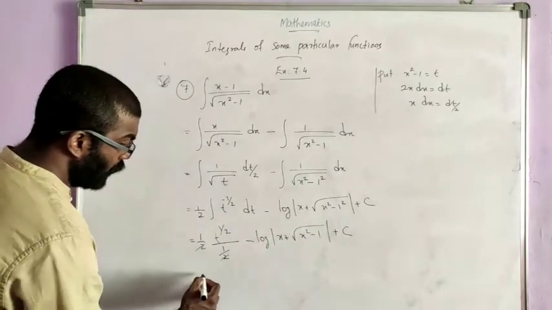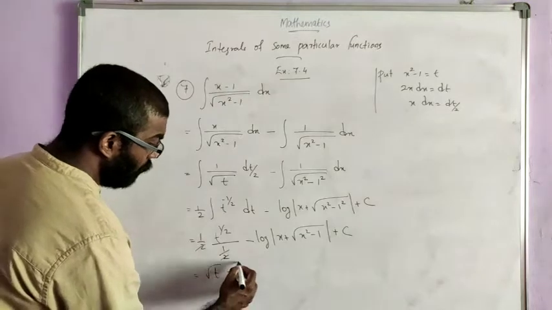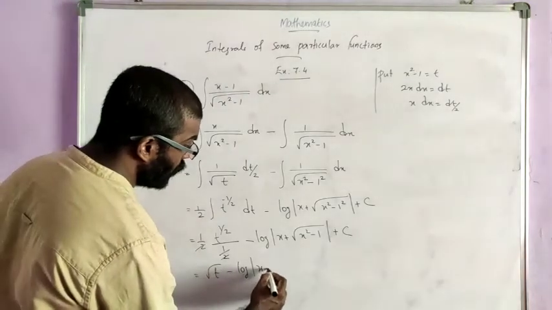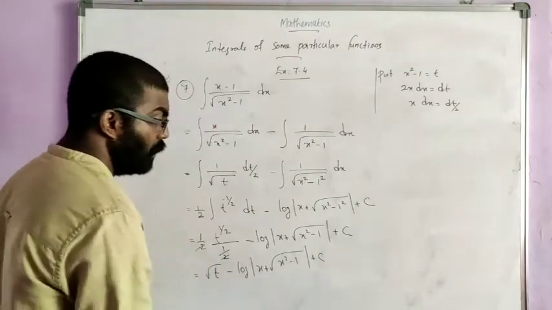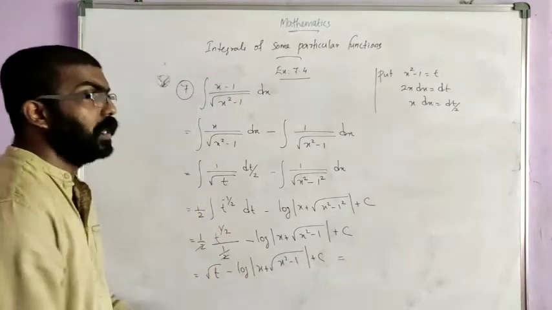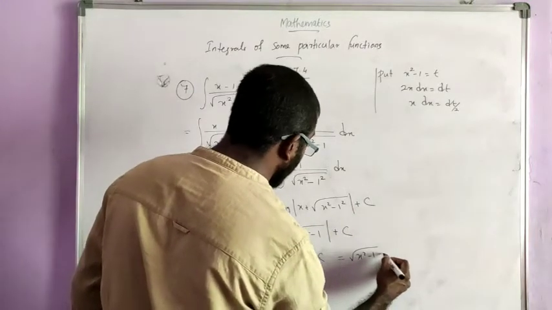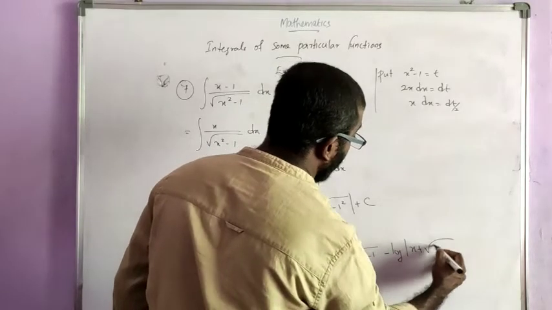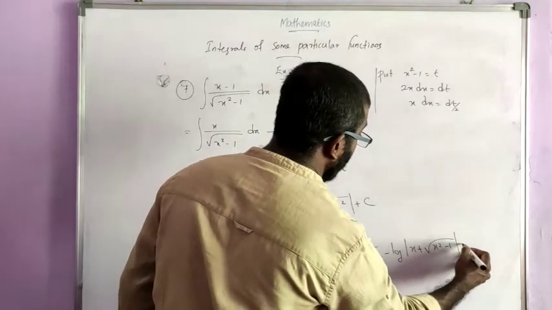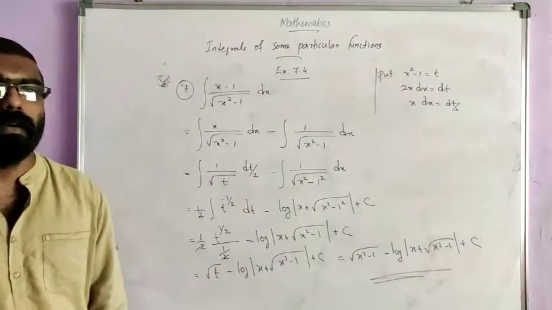This 2 and 2 we can cancel, and t raised to 1 by 2 is root t, minus log mod x plus root of x square minus 1 plus c. Or we can write root t value is x square minus 1. So root of x square minus 1 minus log mod x plus root of x square minus 1 plus integrating constant c.